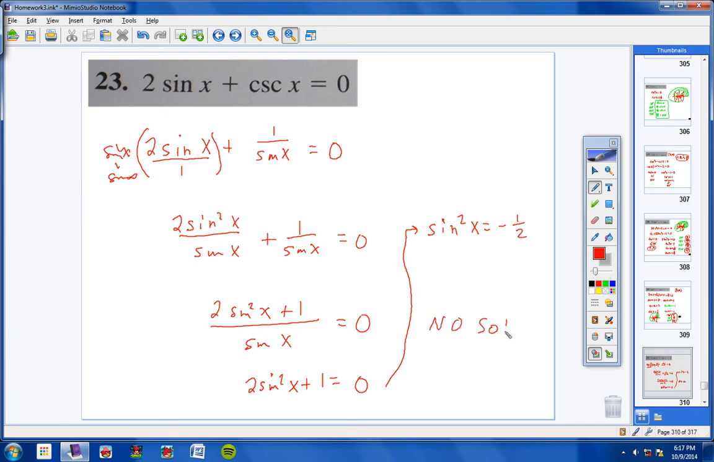No solution. And you say, why, Mr. Earhart? Because if you go to take the square root of both sides, if you take the square root of sine squared, you get sine. And if you go to take the square root of the right side, you can't take the square root of a negative number. And so because of that, you can't solve this any further. Okay, so the answer is no solution, because there is no number at all which you would take the sine of and then square it and get a negative 1/2. That would not happen, okay? All right, the answer is no solution. Moving on to number 25.